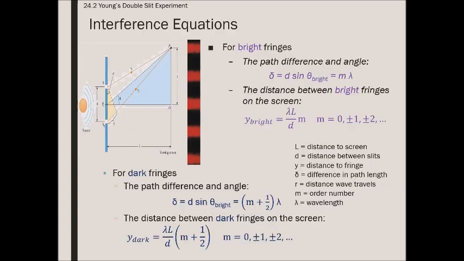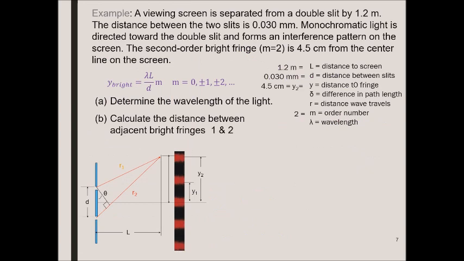So in summary, for the bright fringes, we saw that delta is equal to d sine of theta, or m lambda. And using the small angle approximation, we can get the distance to the bright fringe, y, equal to m lambda L over d. So that's for the bright fringes. For the dark fringes, all we have to do is replace the m with an m plus a half in either equation. It should come as no surprise. The next thing we're going to do is see these equations in action.